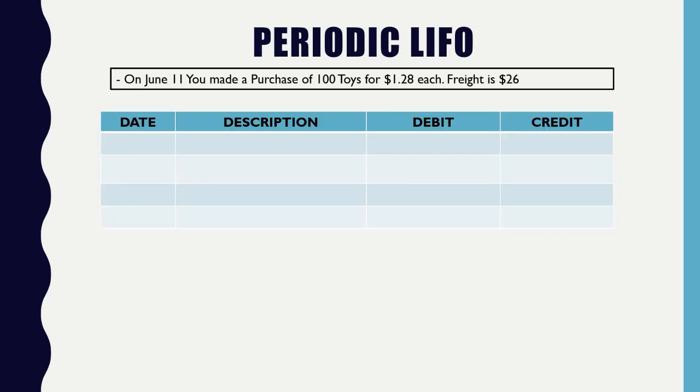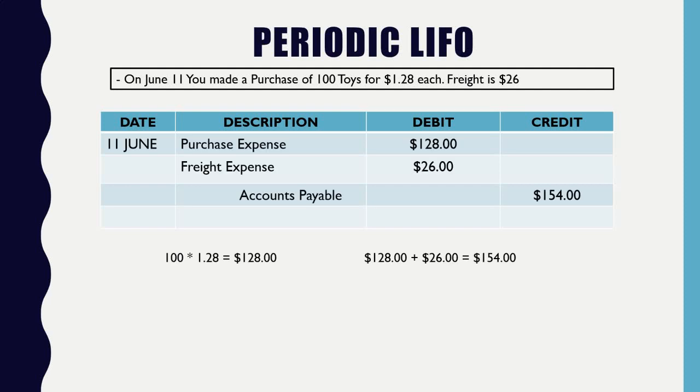Once again, example 2 says that on June 11th we purchase an additional 100 toys at $1.28 with the freight costing $26. Same thing once again: we do our purchase expense and put our freight there to get our total amount of $154.